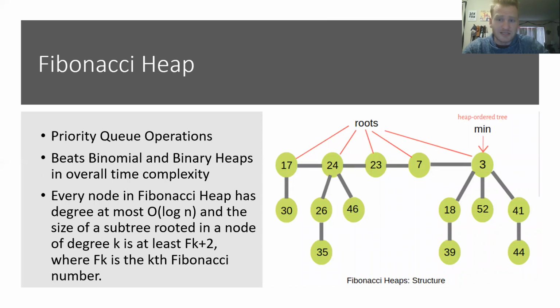Next, we have the Fibonacci heap. This is a priority queue operation, and it actually beats out the binomial and the binary heap in overall time complexity. Now, the interesting thing about the Fibonacci heap is that it wasn't designed to be a Fibonacci heap.